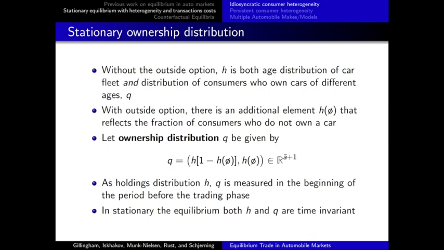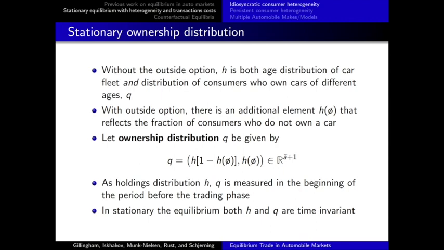Now, the stationary ownership distribution. So we've talked about the holdings distribution, but there's also an ownership distribution. Without the outside option, the holdings distribution is both the age distribution of the car fleet and the distribution of owners who consume cars of different ages. But the minute we talk about some people not having a car and being in the outside option, you need to discriminate between those two distributions. The distribution of ownership, the distribution of consumers who own cars of different vintages Q, and then the holdings distribution, basically how many cars there are of each type.